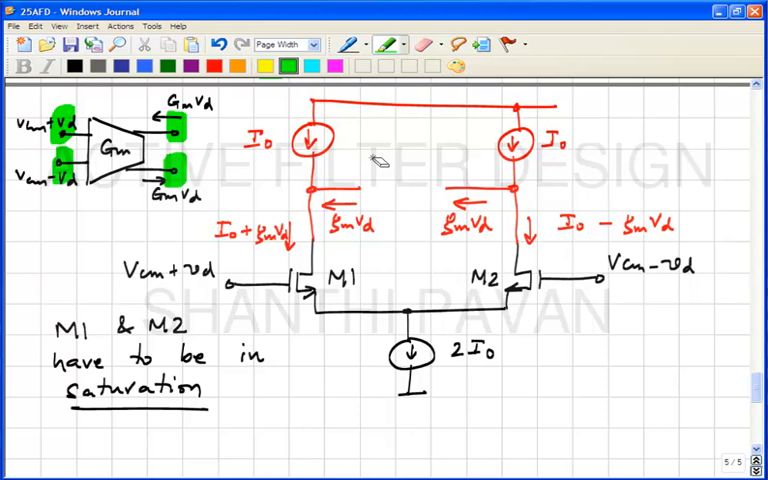Now we need to figure out if the transistors M1 and M2 are in saturation. If they are in saturation, we move on further, correct? If they are not in saturation, we will figure out why and how to fix it, correct?